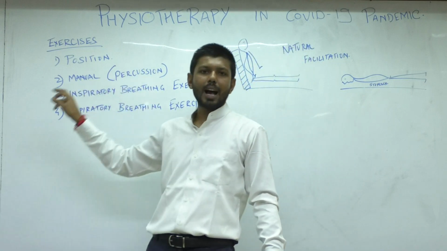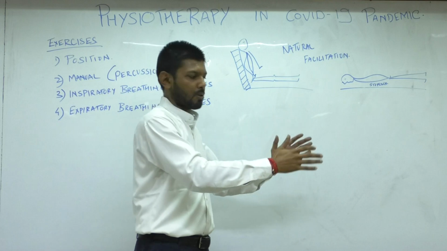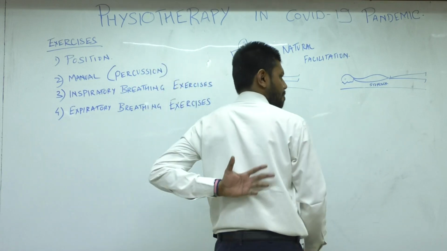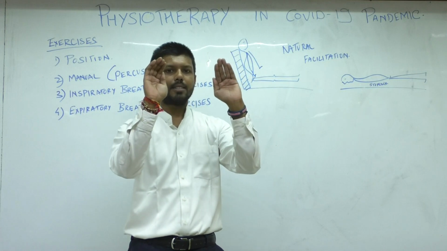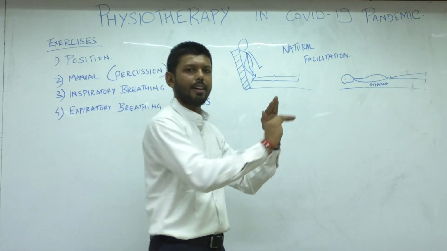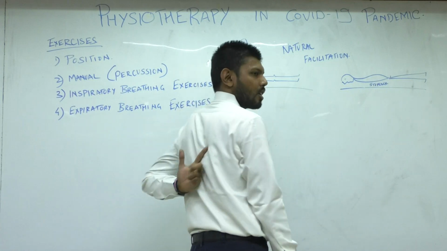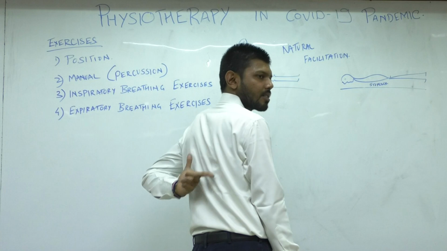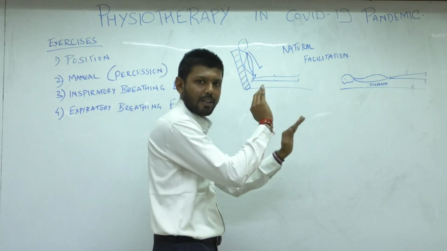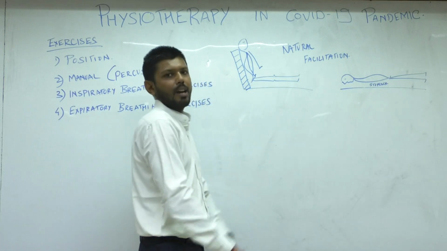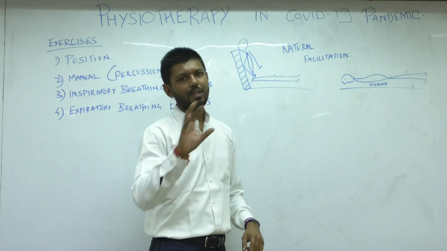Coming to point number 2, what we call manual percussion therapy. Here we make the person sit, and behind his back we use this cup-shaped hand. This is called a cup-shaped hand, and then we do cupping behind his back, on the upper back where the lungs are placed in the body. We do cupping for around 5 to 10 minutes on both sides.